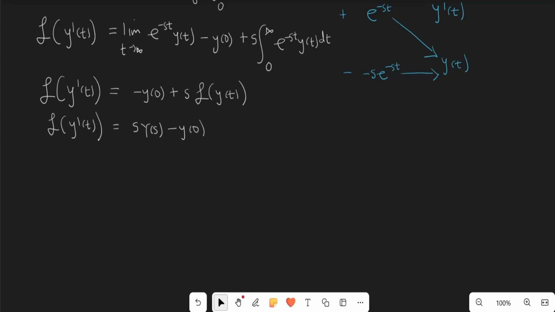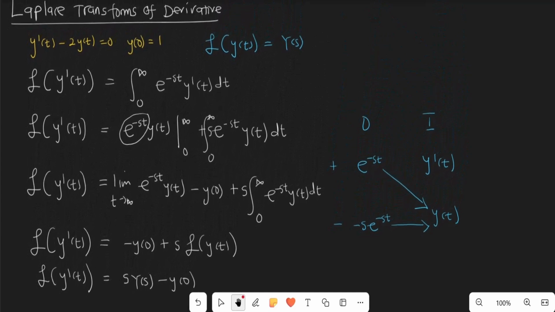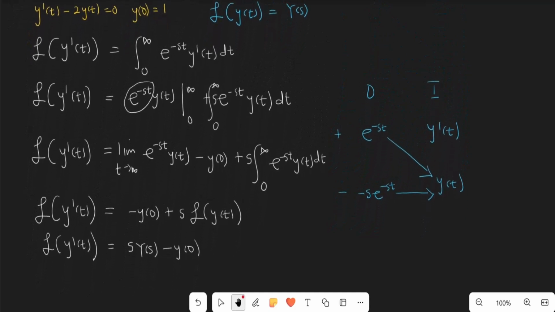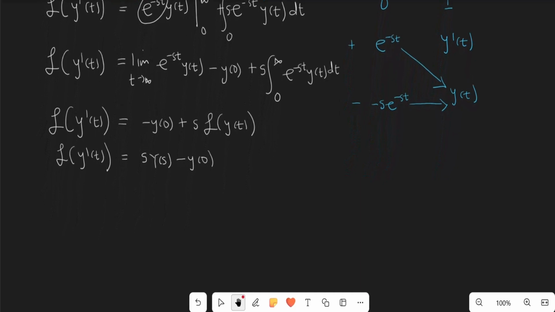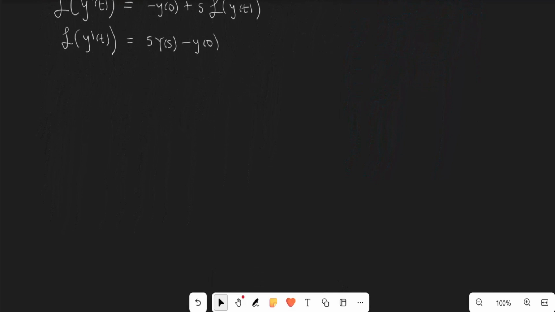All right, cool. So now this is what we have. This is the Laplace transform of y prime of t, the first derivative. What if we want to take the Laplace transform of the second derivative of the function y of t? So let's say y prime prime of t. What is the Laplace transform of y prime prime of t? Let me switch colors, and then I'll show you how that is done as well.